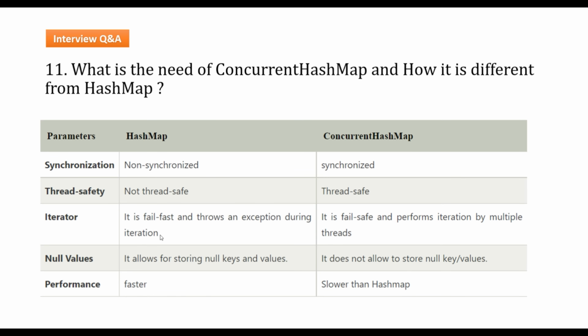Now the performance is faster in case of HashMap since it is non-synchronized, whereas ConcurrentHashMap is slow as compared to the HashMap. Now let's understand how this thread safety and non-thread safety works in HashMap and ConcurrentHashMap, and also we understood fail-fast and fail-safe using HashMap and ConcurrentHashMap, right? Now let's understand how these two are different practically.